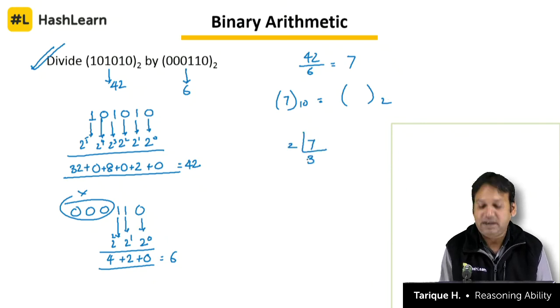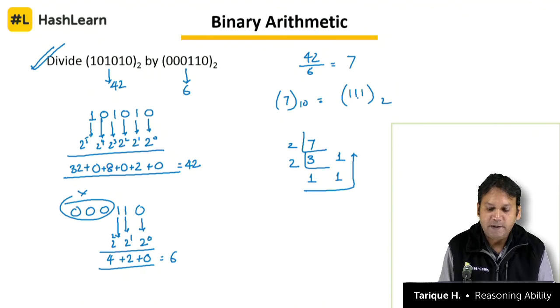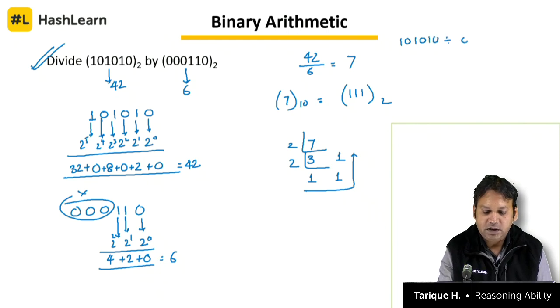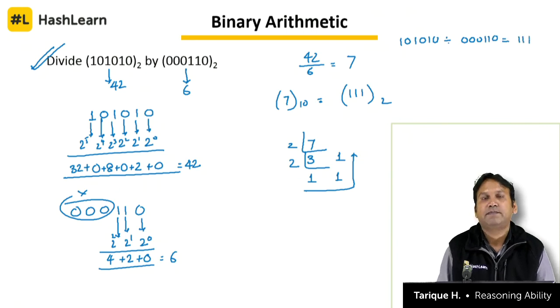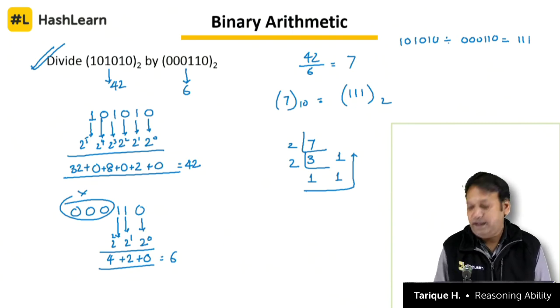2 into 3 is 6. Remainder is 1. 2 into 1 is 2. Remainder is 1. What is the number? 111. So what is the answer? 101010 divided by 000110 is equal to 111. That's your answer. Okay. So we have covered here the entire binary arithmetic.